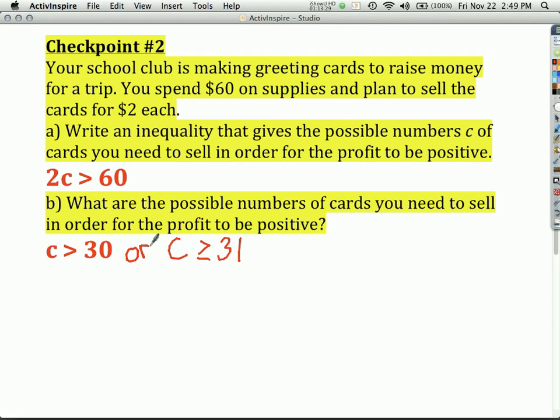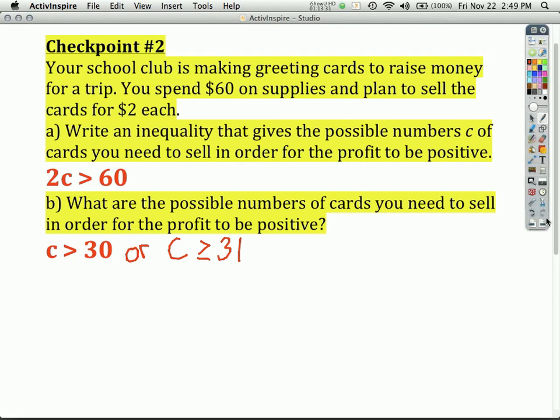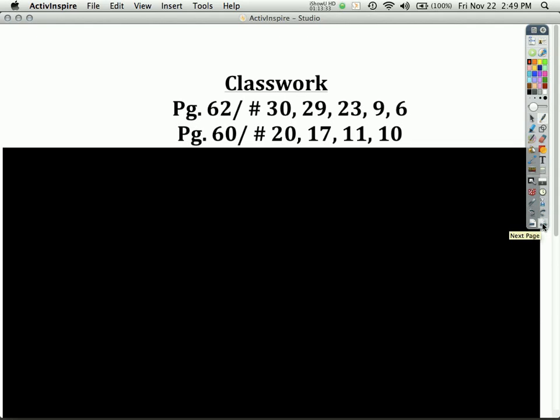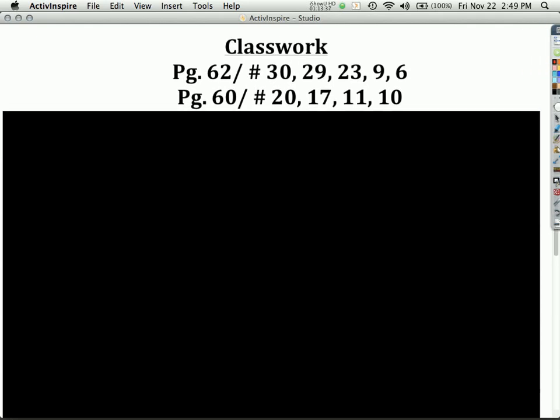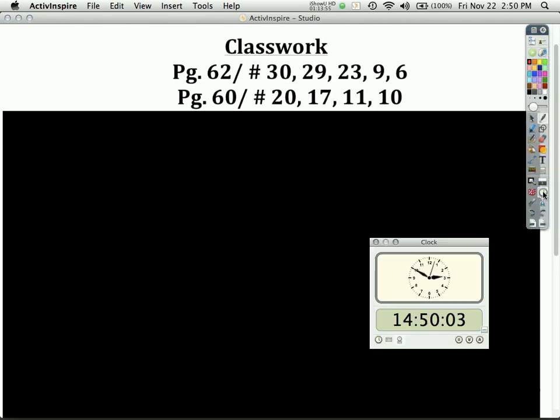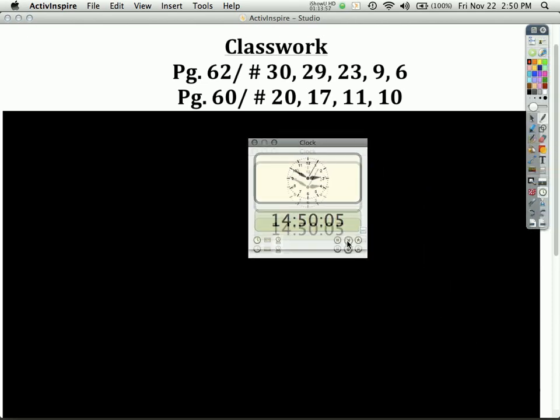Okay? I do need to move on. I want to make sure you guys have enough time. So draw a line across your paper. Your classwork is on 2 separate pages. We're going to start with the more challenging first and then work our way backwards. On page 62, you're going to do 30, 29, 23, 9, and 6. That's 5 questions. And then on the page before, a couple pages before, you're going to do 4 questions. So you've got about 12, 13 minutes.